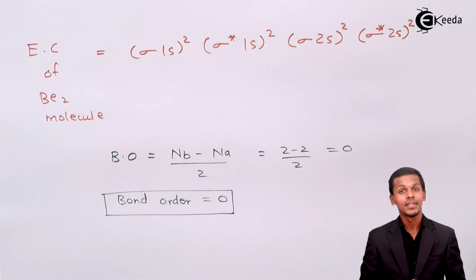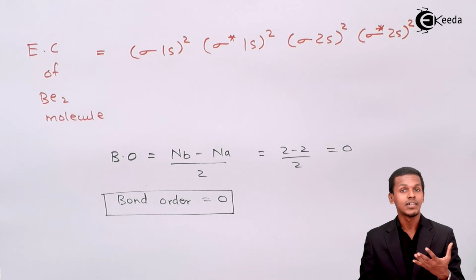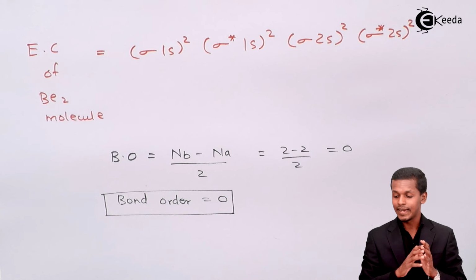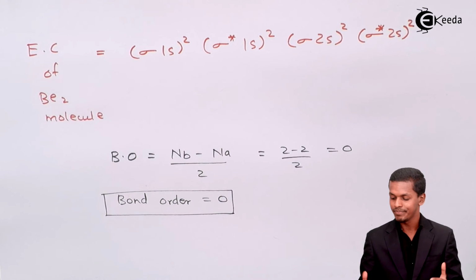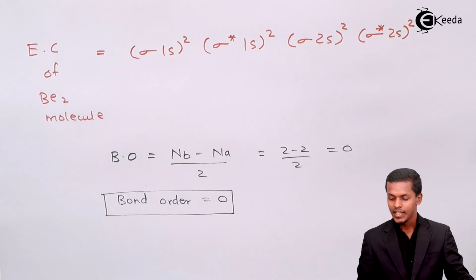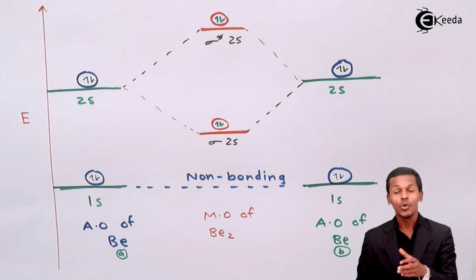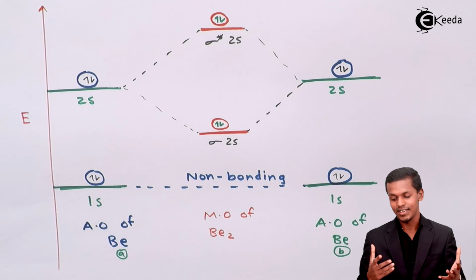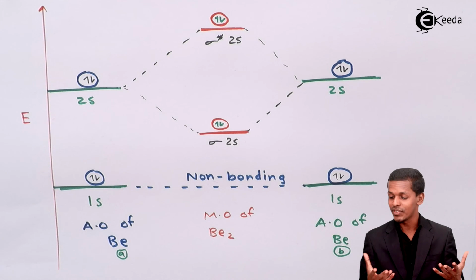And we can say that beryllium usually exists in a monoatomic state, so we can talk about that also. And that's it, that is what I wanted to talk about. This is the molecular orbital diagram of the beryllium molecule, and it also gives a clear indication of the energy levels and the combination after that.